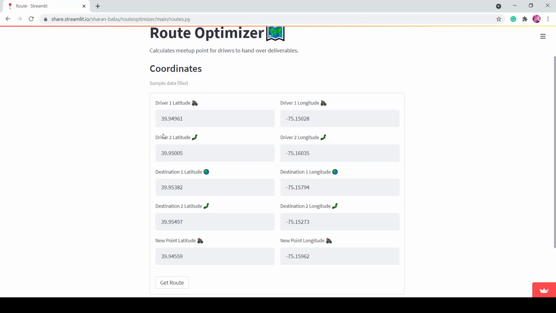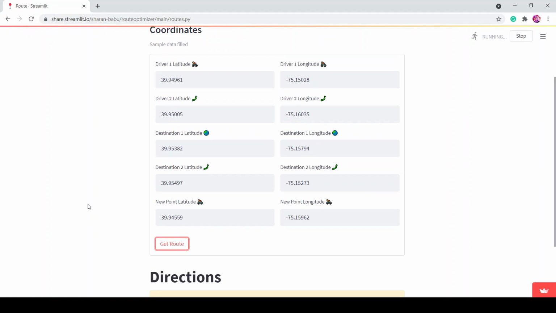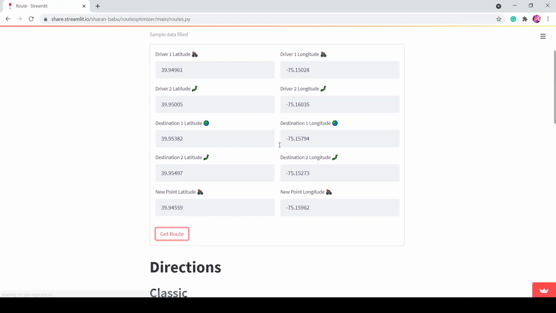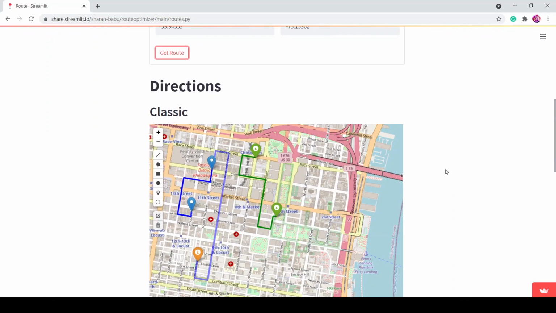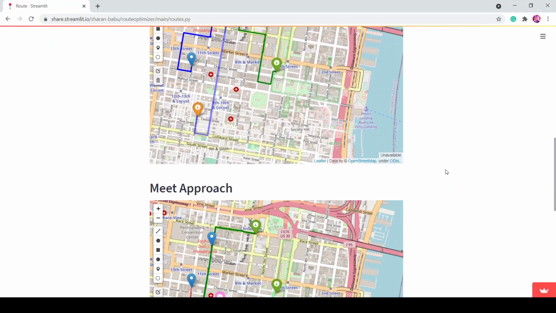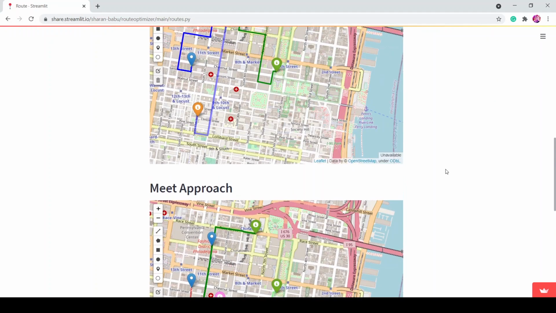We have the latitude and longitude values for two drivers, two destinations, and a new point. Click the Get Route button to get the required directions. We get two outputs, one with directions from the classic routing algorithm and another through the meet approach, which is the optimized routing method I'm introducing here. Let us go over them one by one.